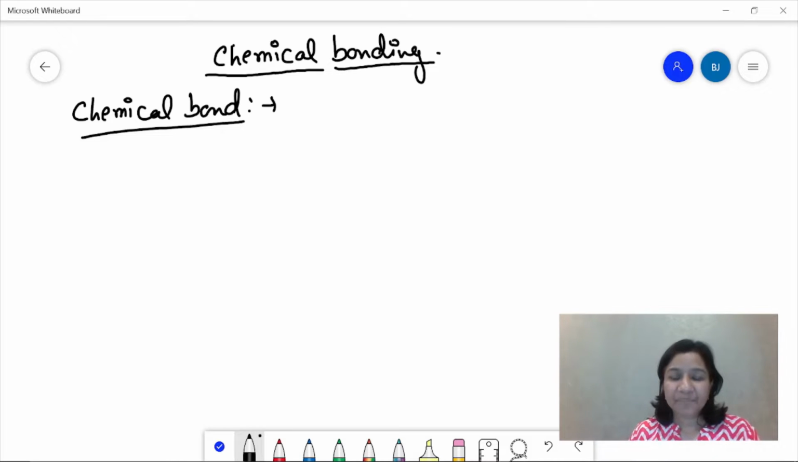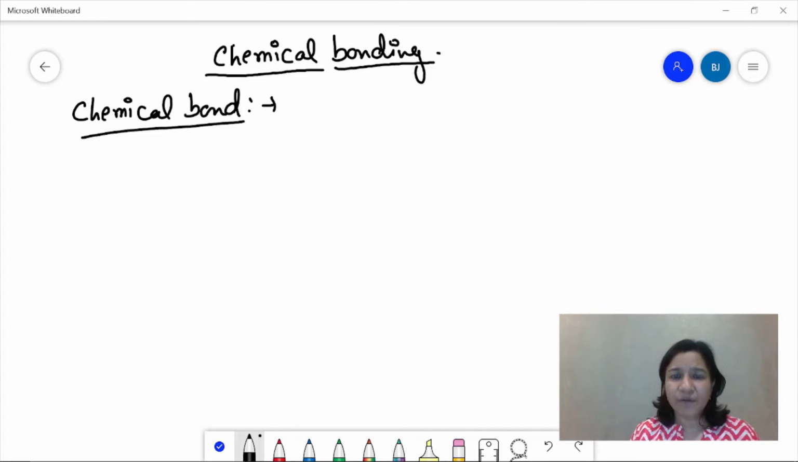Chemical bonding. Now, in this topic, I'll discuss what is the need of a chemical bond. Why do elements combine with each other? The need of chemical bonding is to find out why elements combine with each other. Basically, what is the reason behind that?